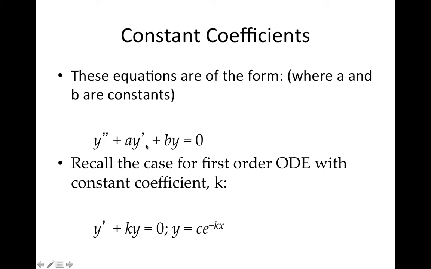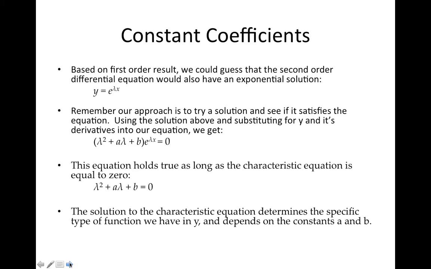So since we have a second order derivative also and a first order derivative and a function y all added together to get 0, it's a good guess that we might have some combination of exponentials for our solution. So once again, based on the first order result, we could guess that the second order differential equation would also have an exponential, and that it might look something like y is e to the lambda x, where lambda is an unknown. So recall that our approach is, once we make an intelligent guess at a solution, we take that solution and we plug it into the differential equation to see if it works.